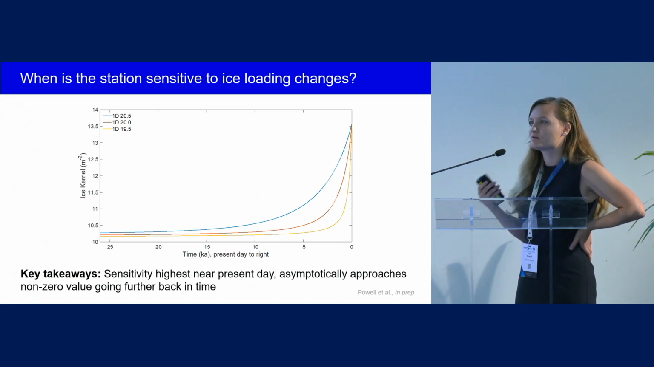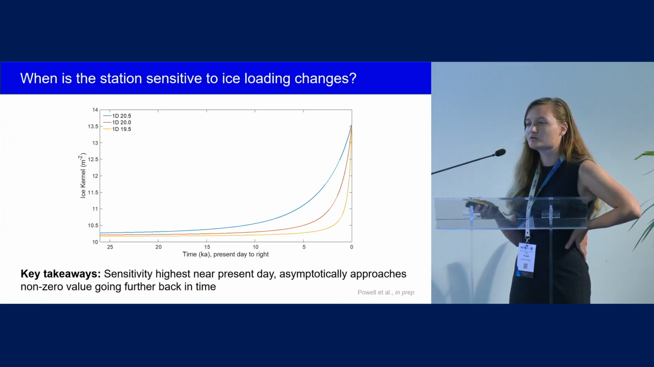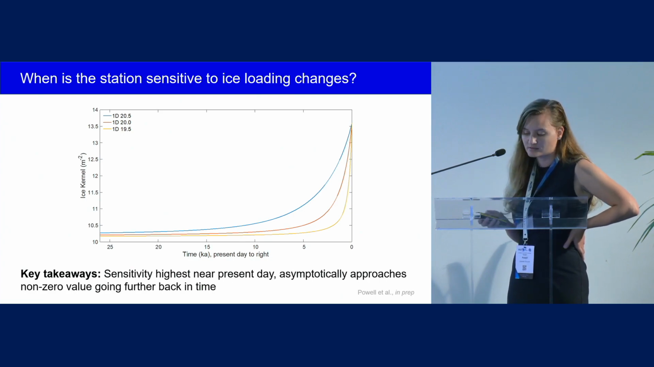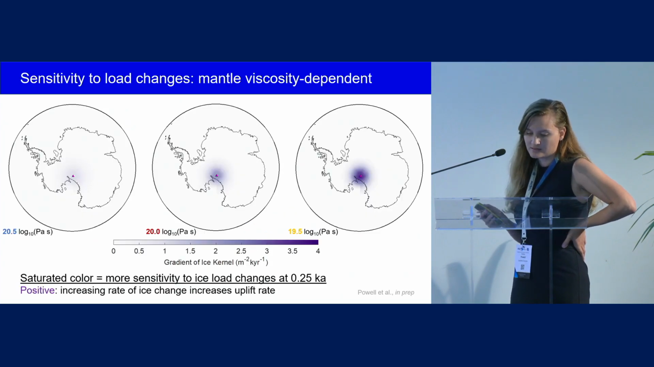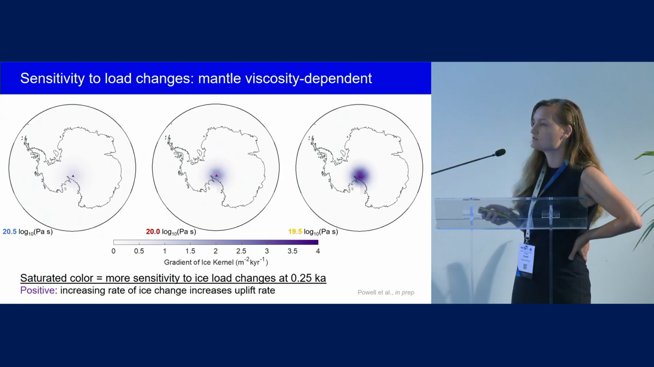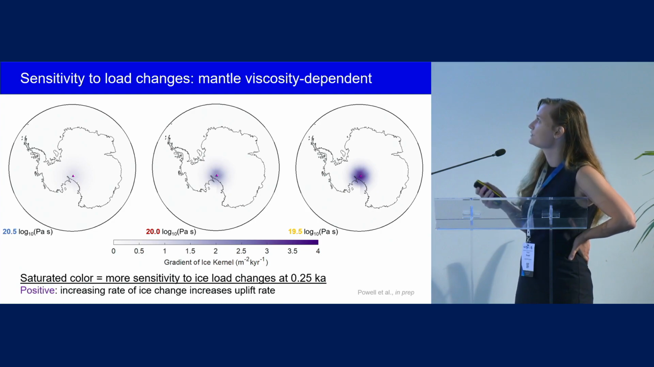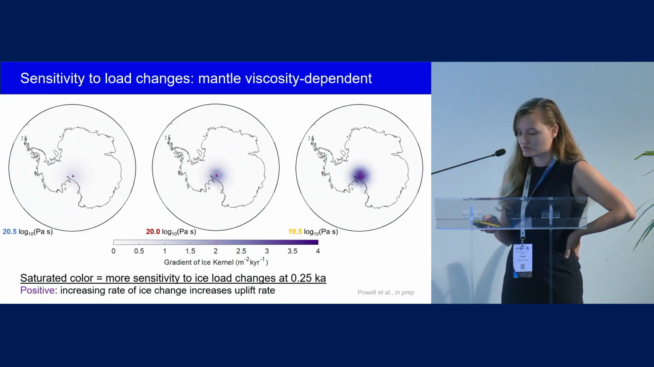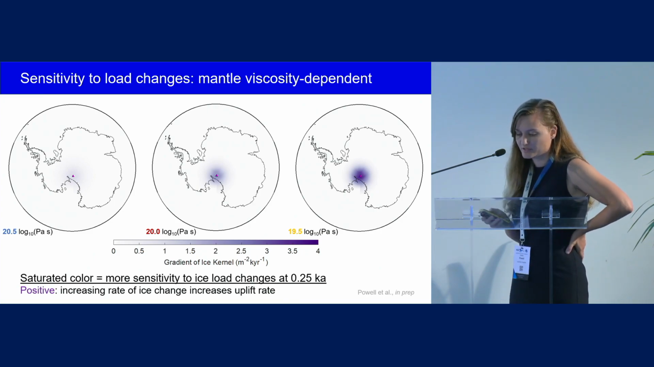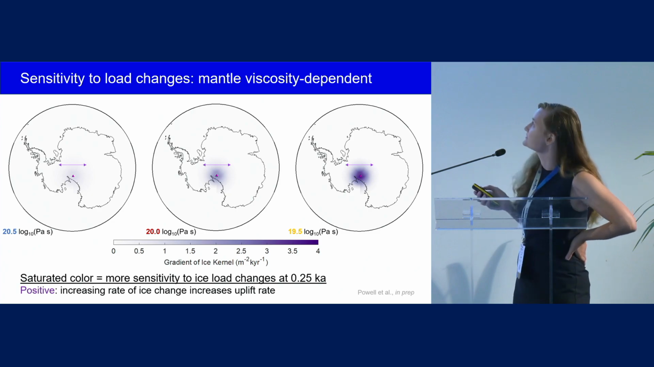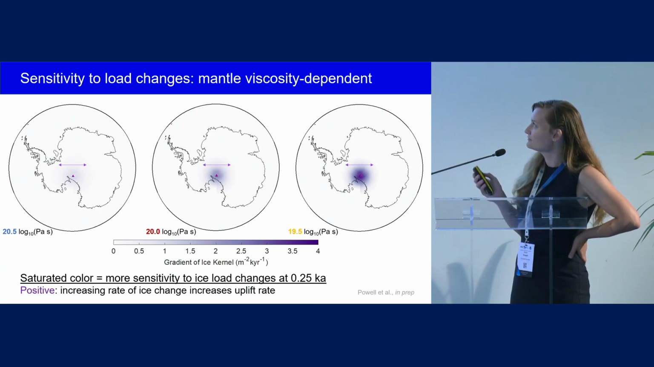But this is for the uplift, not really the uplift rate. If we want to know about uplift rate, we'd take the derivative of this field, plotting here that derivative at 250 years ago. So this is how your GPS observation would change given ice load changing at 250 years ago. You can see sensitivity increases as you decrease the viscosity structure, which is what we would expect. Again, this is about the length scale, so I'm glad we answered that question.